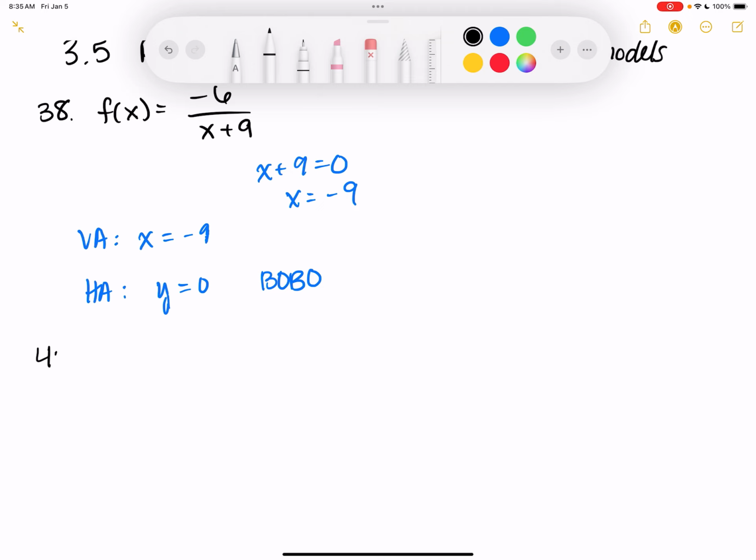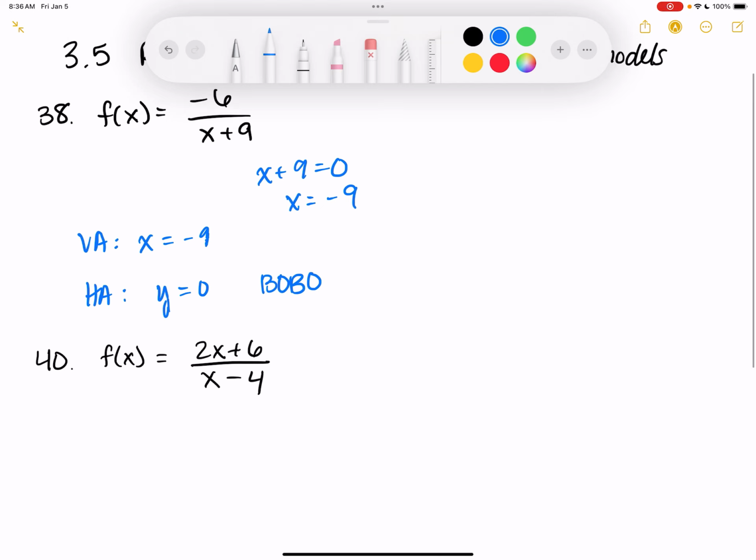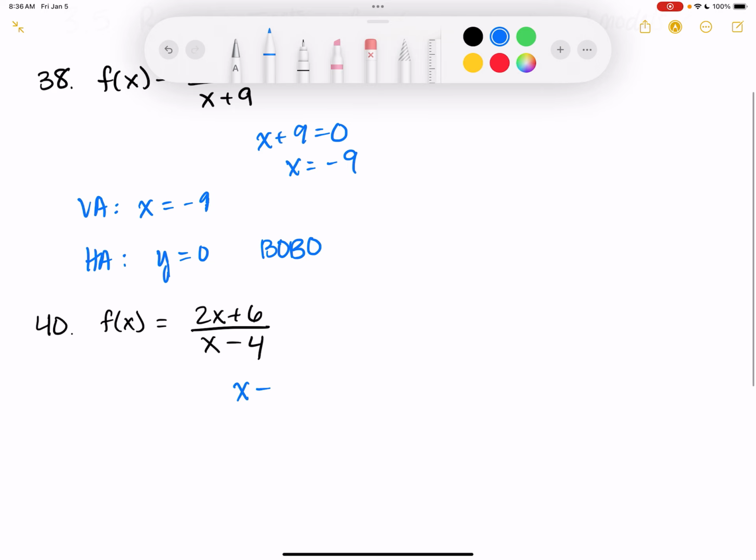Number 40, f of x is equal to 2x plus 6 divided by x minus 4. So vertical, set the denominator equal to 0, so x minus 4 equals 0. So that means x equals 4. So I have a vertical asymptote at x equals 4.